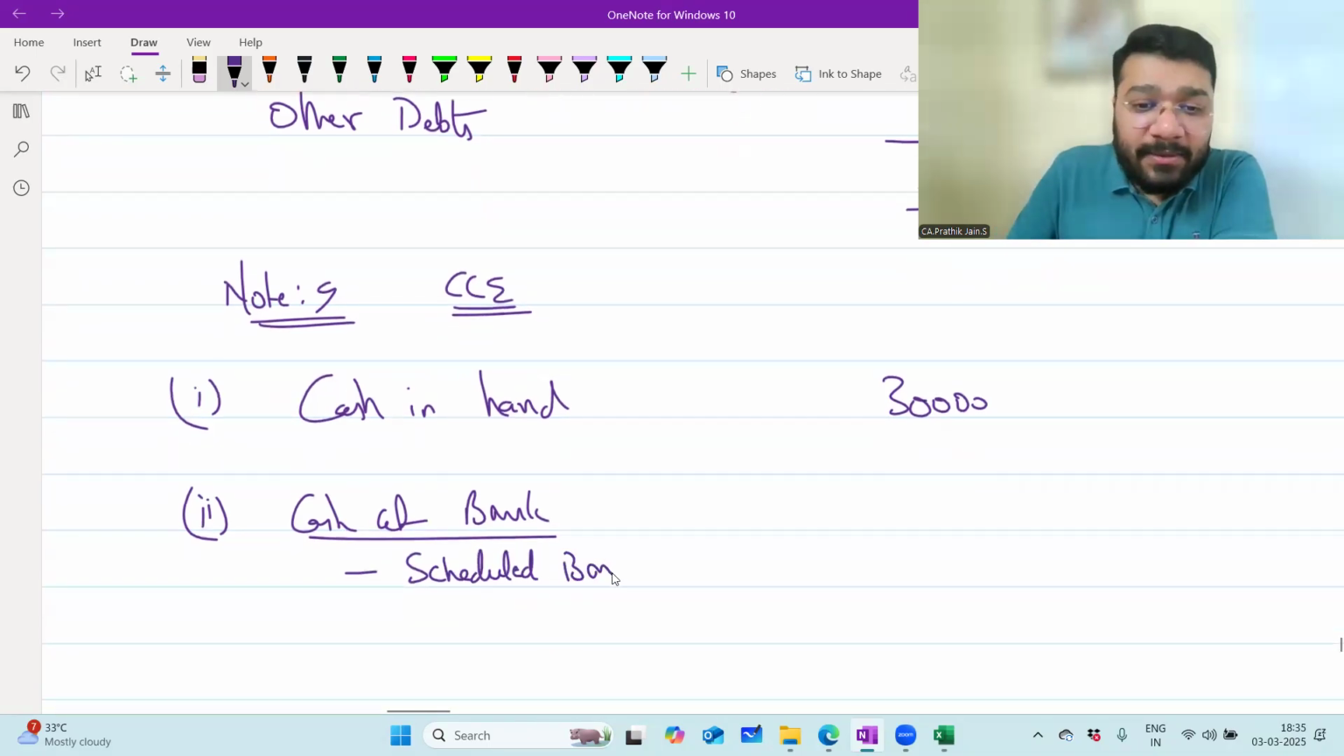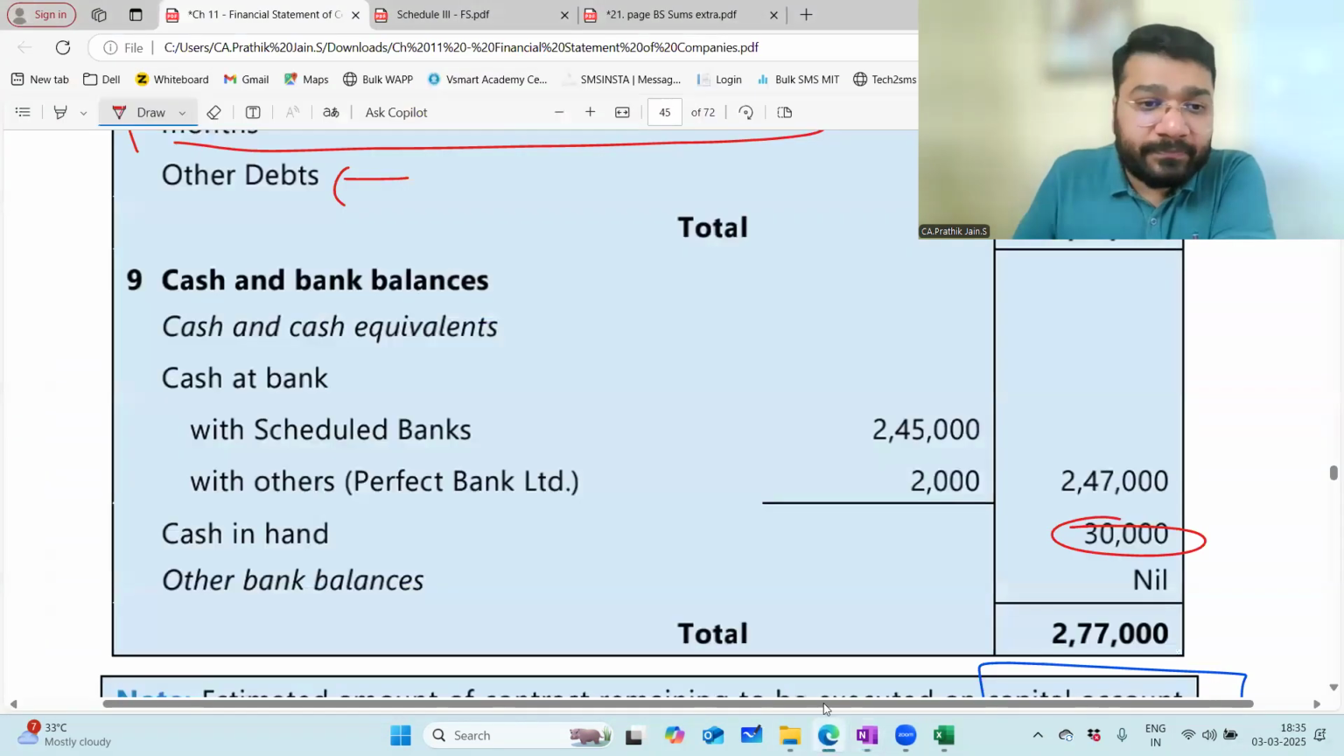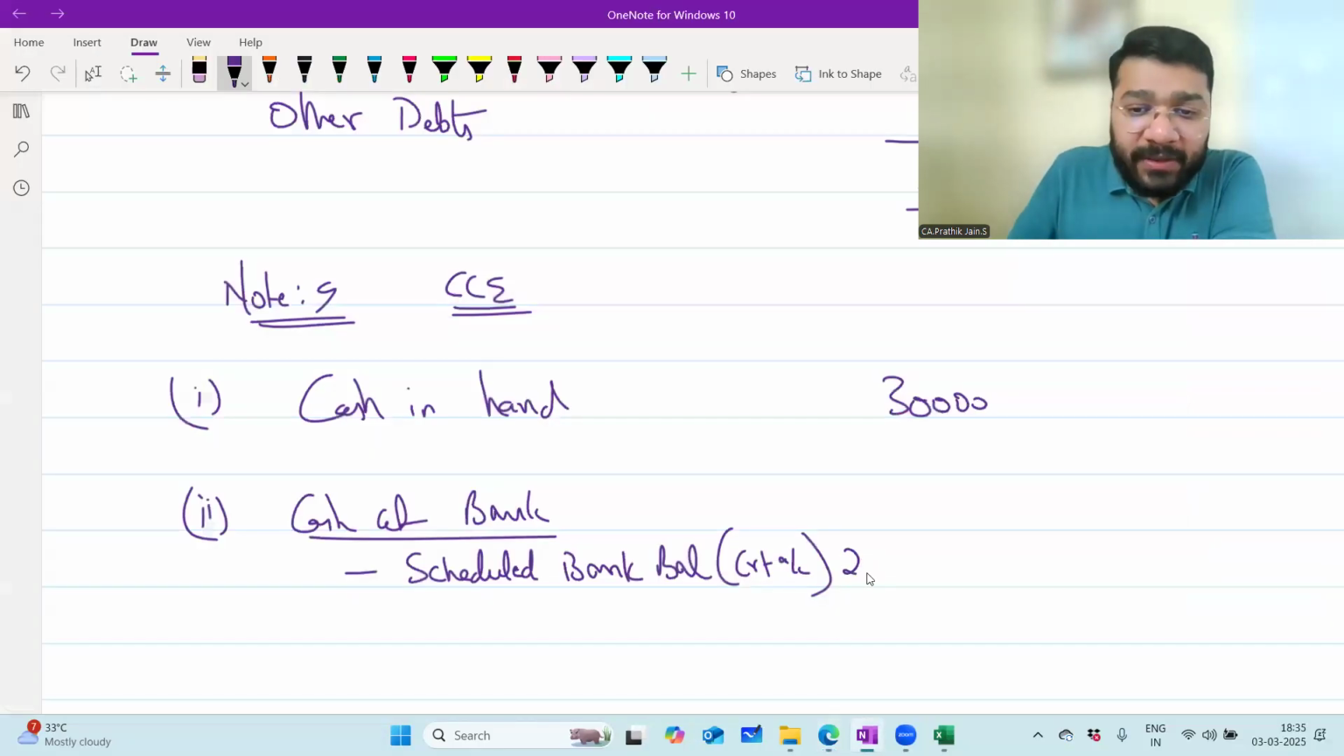Scheduled bank balance, current account. How much? Total is 2,47,000 rupees. In that, under scheduled it is 2,45,000, and non-scheduled, others, is 2,000. So 2,45,000.